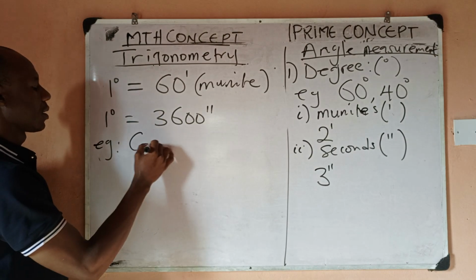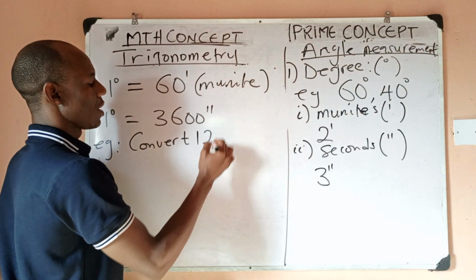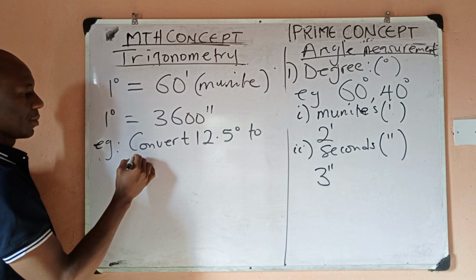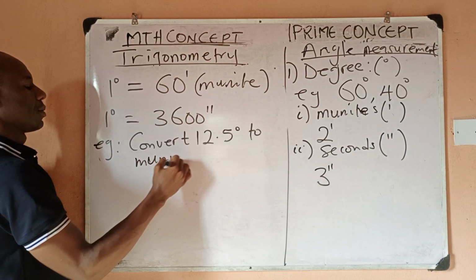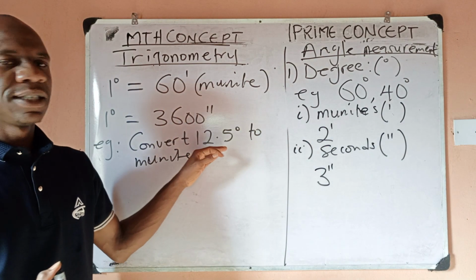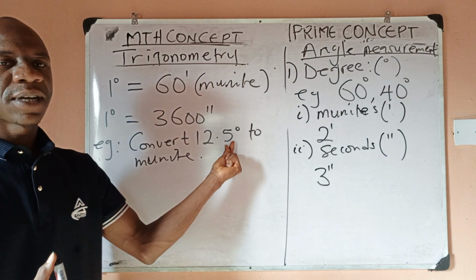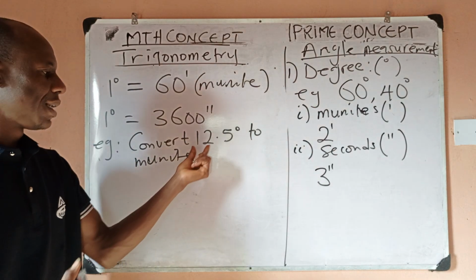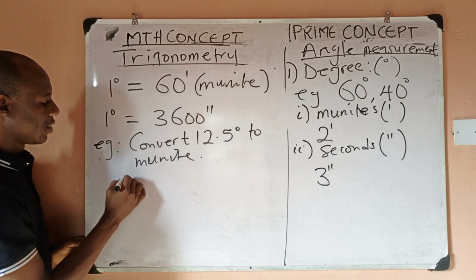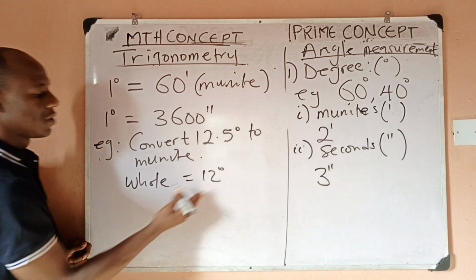For example, convert, let's say, 12.5 degree to minutes. So like I said, we have 12.5 degree and we want to write this in minutes. We can convert everything, but in most cases under exam condition, they want you to convert just the decimal part to minutes, leaving the whole part in degree. So these are samples of what you would see in exam. The whole part is 12, so 12 degree, I'll leave it.